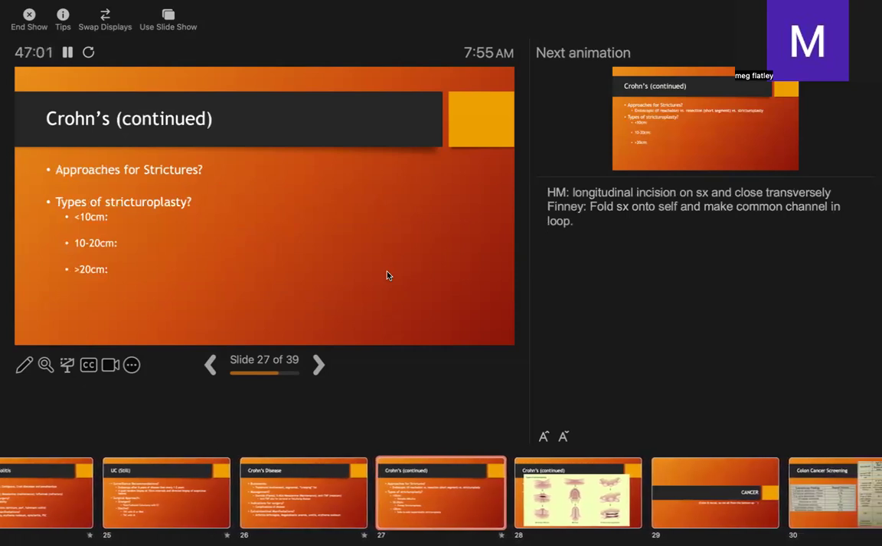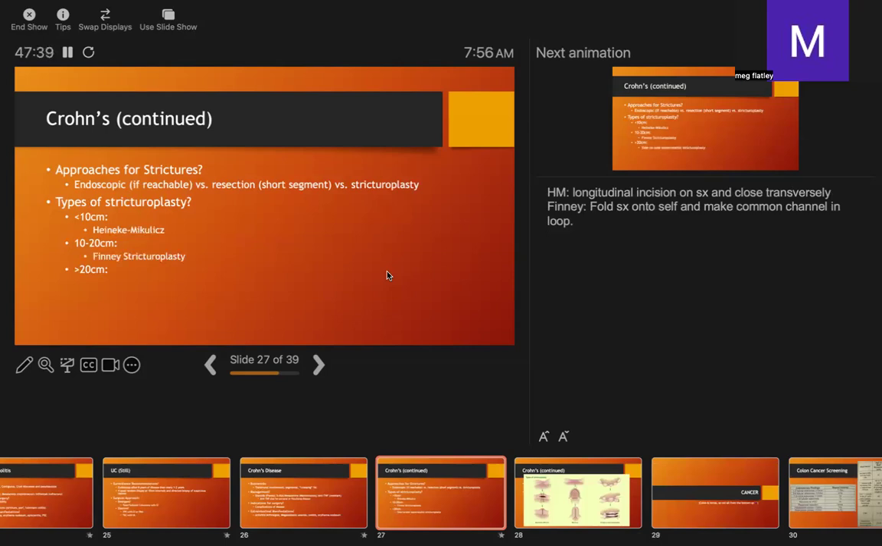Okay. What are our approaches for strictures? Okay, so less than 10 centimeters, what type of strictureplasty? What type are you going to do? Yeah, you're going to do a Heineke-Mikulicz. How do you do a Heineke-Mikulicz? You make an incision along the bowel and then. Yeah, great. Okay, what about for 10 to 20 centimeters? Great, good job. A Finney strictureplasty.